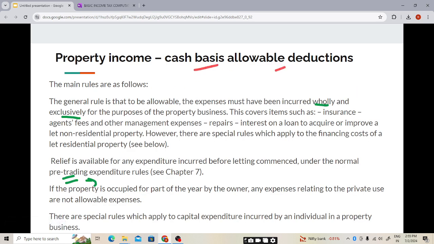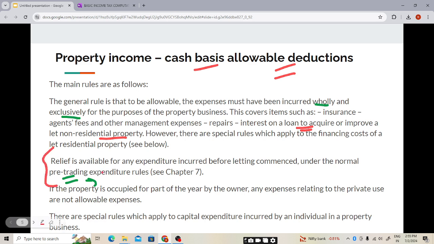Then the cash basis allows expenditure. All expenditure which is incurred wholly and exclusively for the property letting business is allowed. But when coming to the finance cost, we have a different rule. For residential property, it will be provided as a tax relief. For non-residential property, the whole amount will be reduced from the property income.